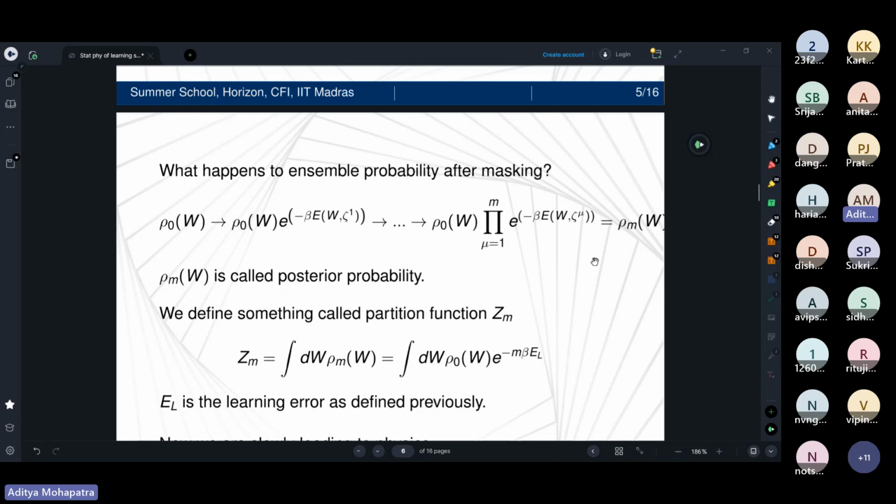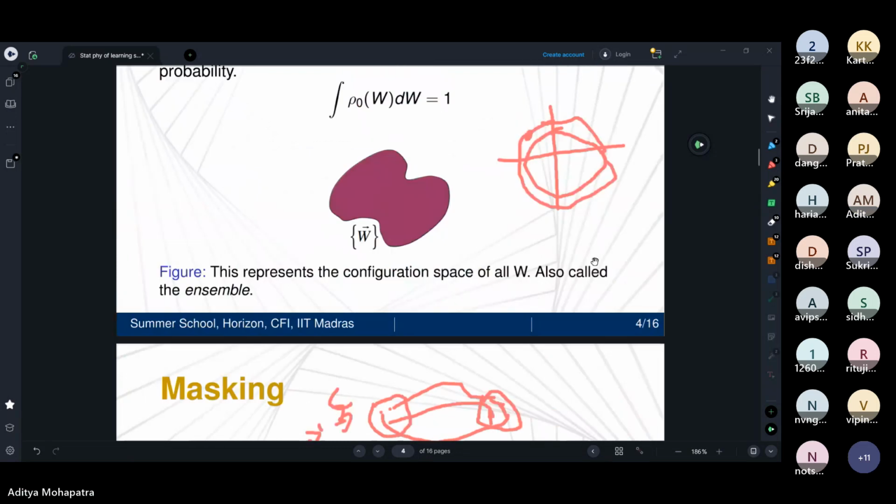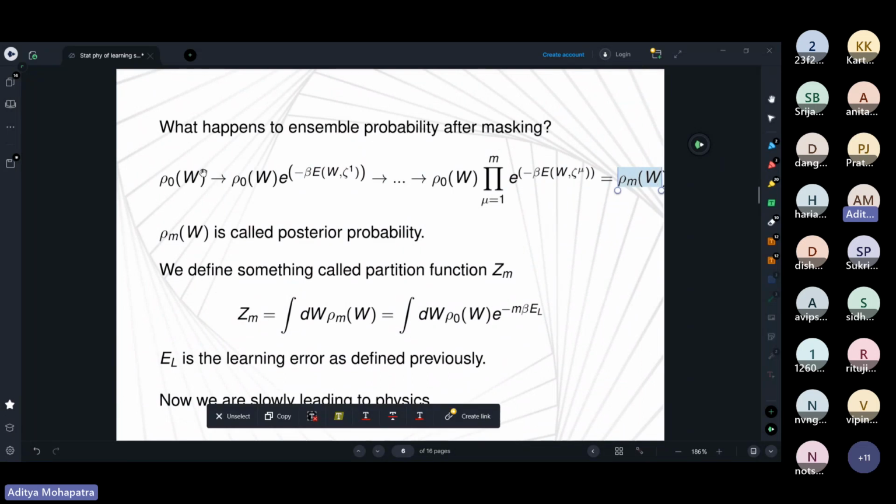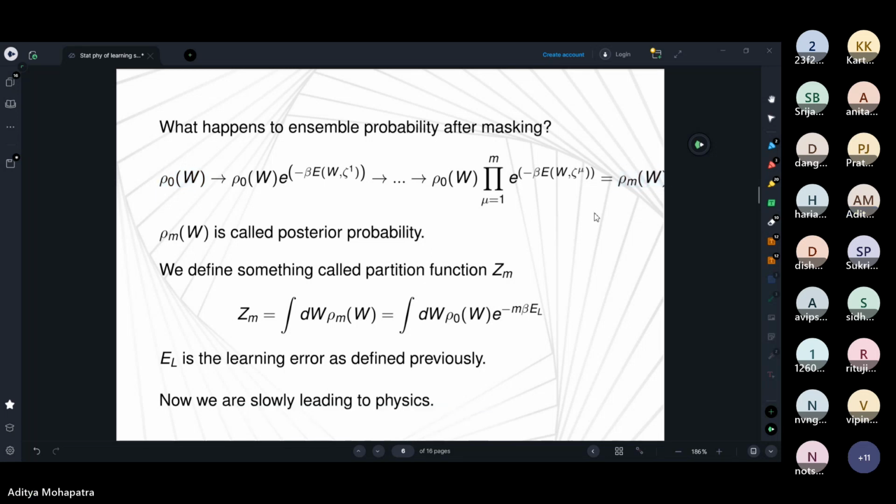After masking, the probability of choosing a particular W in this space is now rho of m. Initially it was rho naught of W, but after all the masking, we have rho of m because we filter out some of the W's, which are interlinked to the errors. Got it? Is everyone clear in this?